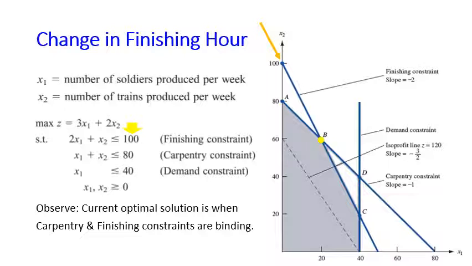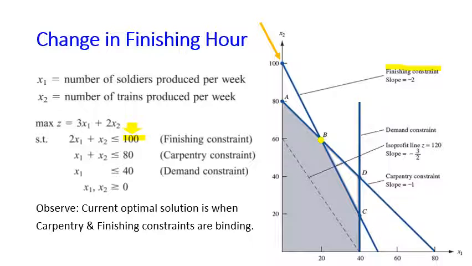So for example, we are going to change the value of the availability of finishing hours, which currently is 100 hours of finishing. This change will affect the finishing constraint line, because the right-hand side currently is 100, and when we change it, of course this line will change as well.